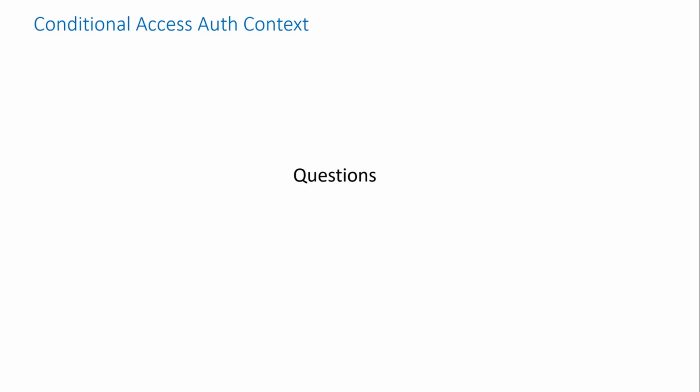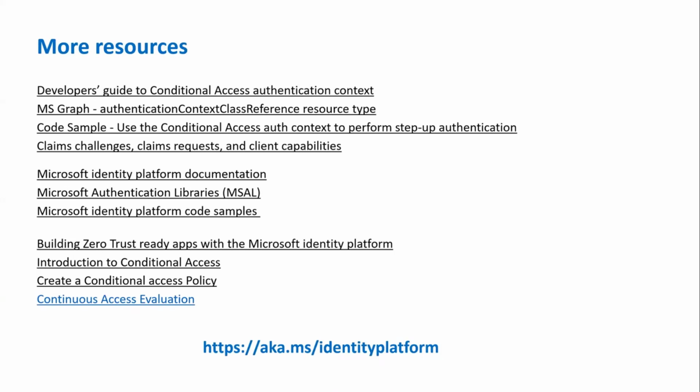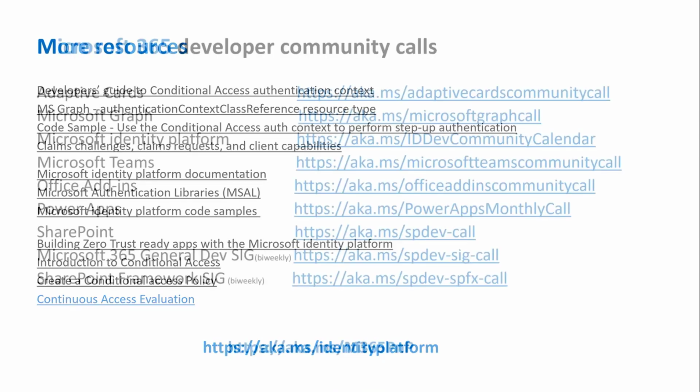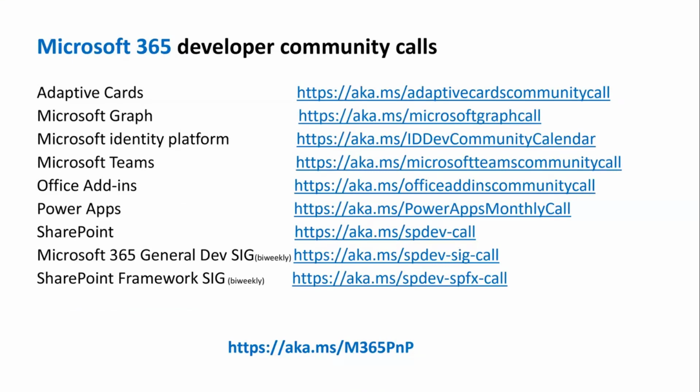We will share the deck itself. It has all the links again in the end. Here are all the resources that we have made available, starting from the developer's guide, the Microsoft Graph documentation, and the code samples. We discussed claims challenges and claims requests. These are a little bit too complicated, and we want to make sure that it's hidden in MSAL. But today, if you want to try it out, you need to just understand what this is. Then there is some standard documentation on the identity platform and the libraries. And if you are new to conditional access, there are some links at the bottom that will help you get started. At this point, I'm going to hand it back to Stephen to close the call.